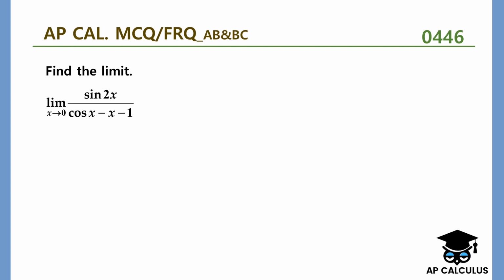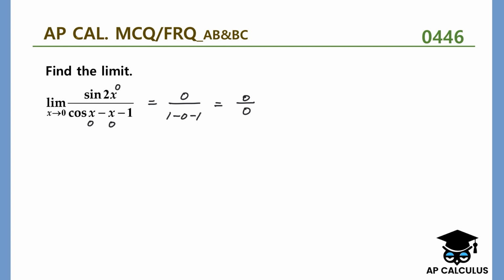Question 446. We're going to have to find this limit right here, as x approaches 0. So we're going to substitute 0 for x first. Then that's going to be equal to sine 0, that's 0, over cosine 0, that's 1, minus 0, minus 1. So that's going to be equal to 0 over 0, the indeterminate form, right? So we're going to have to apply L'Hopital's rule.